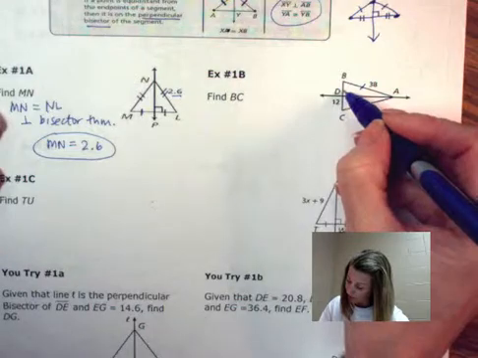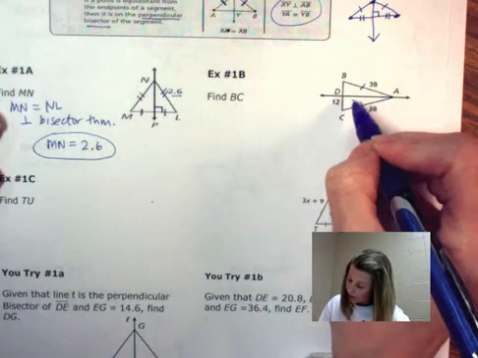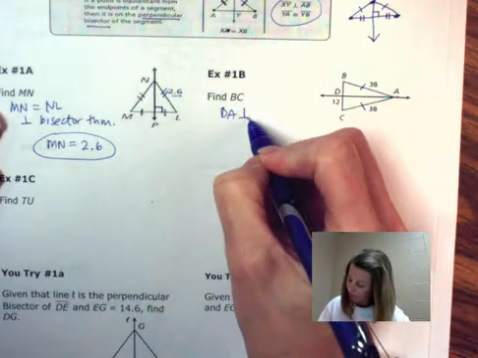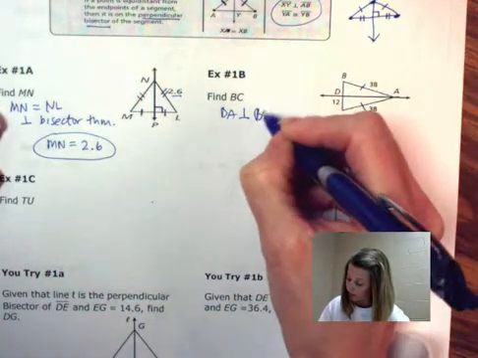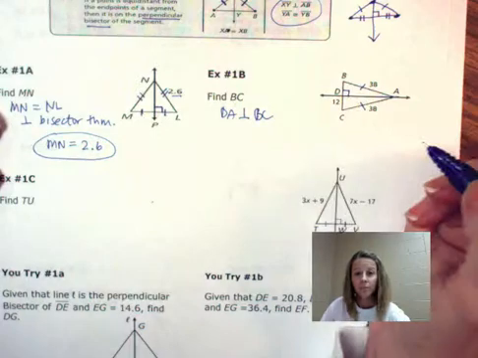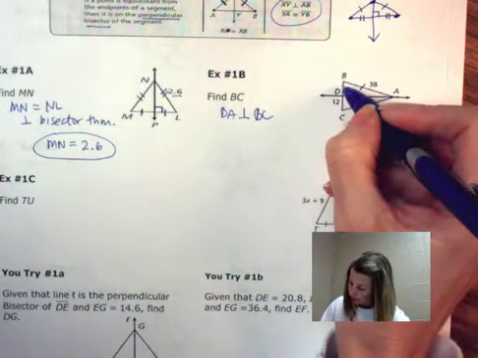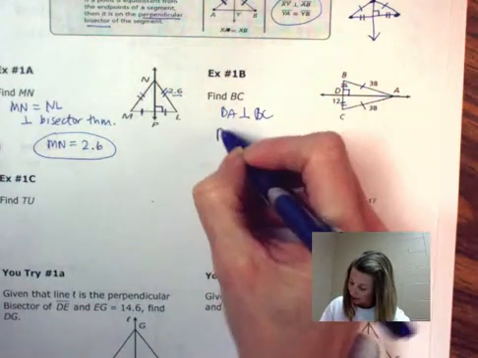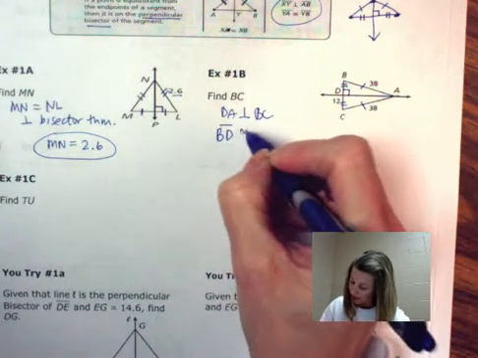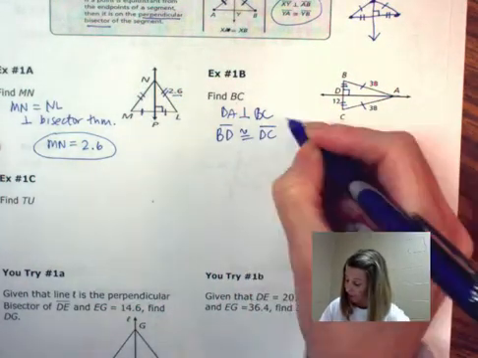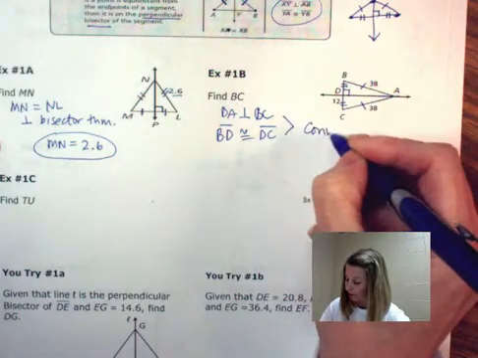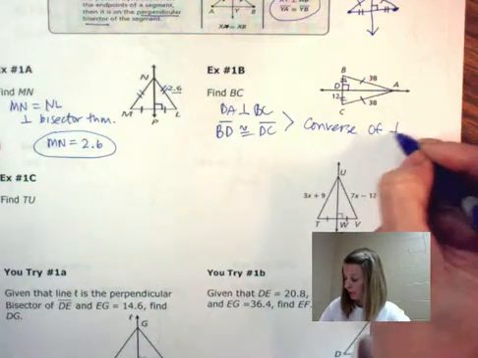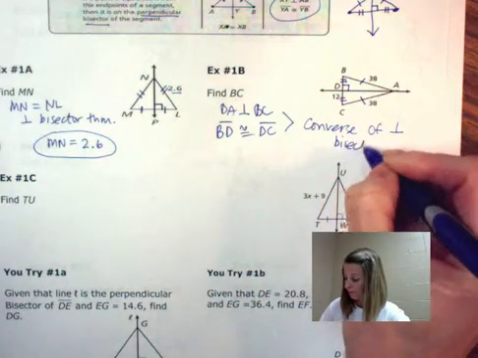I know that DA right here, DA is perpendicular to BC. So I'm going to put a mark there. And I know that BD is congruent to DC. So segment BD is congruent to segment DC. So both of these are because of the converse of the perpendicular bisector theorem.